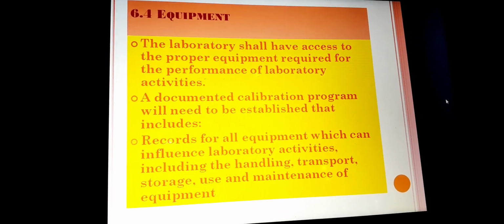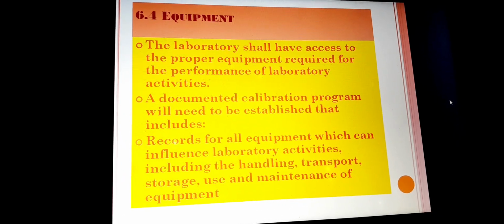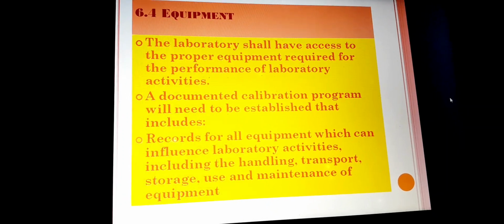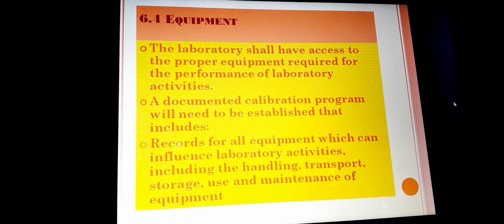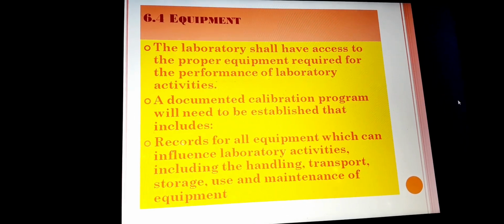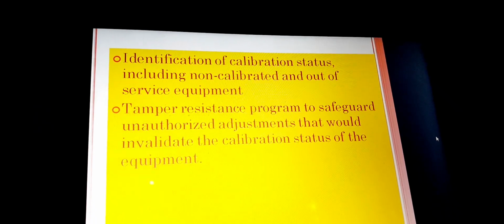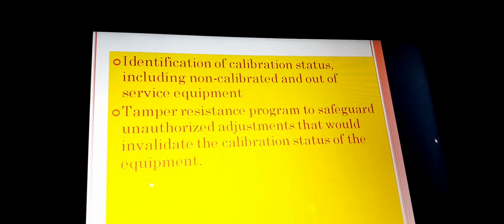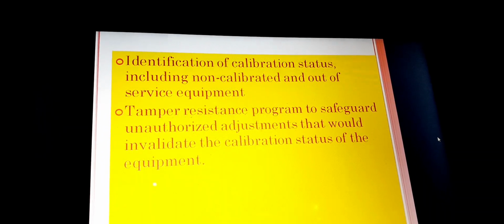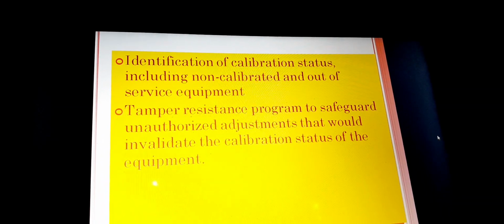6.4 equipment. The laboratory shall have access to proper equipment required for the performance of laboratory activity. A documented calibration program also needs to be established, which includes records for all equipment which can influence the laboratory activity, including the handling, transport, storage, use and maintenance of it, identification of calibration status, where non-calibrated and out-of-service equipment should be separated, and a tamper-resistance program to safeguard against unauthorized adjustment that would invalidate the calibration status of the equipment.